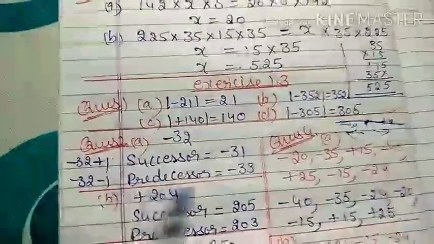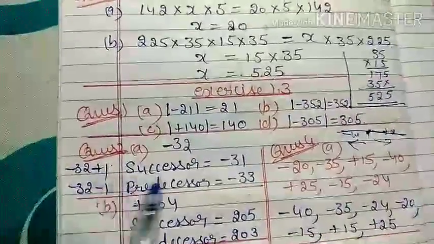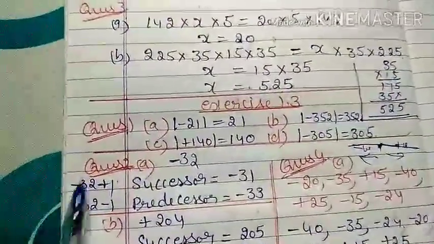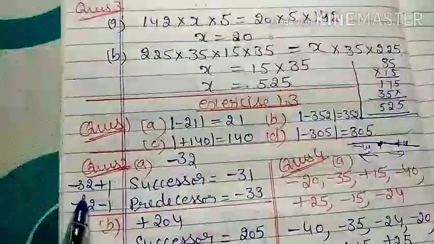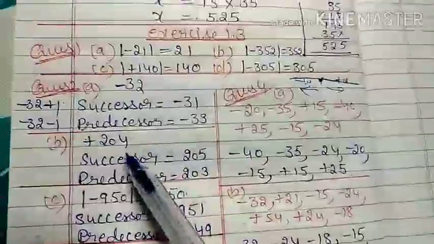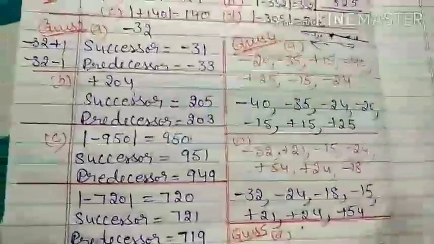If both numbers have the same sign we have to add, and my answer is negative. If the numbers have opposite signs, we have to subtract, and whatever sign is before the bigger number will be in your answer. Like minus 32 plus 1 gives me minus 31. Similarly, successor of 204 is 205 and predecessor is 203, meaning the previous number, successor means the next number.